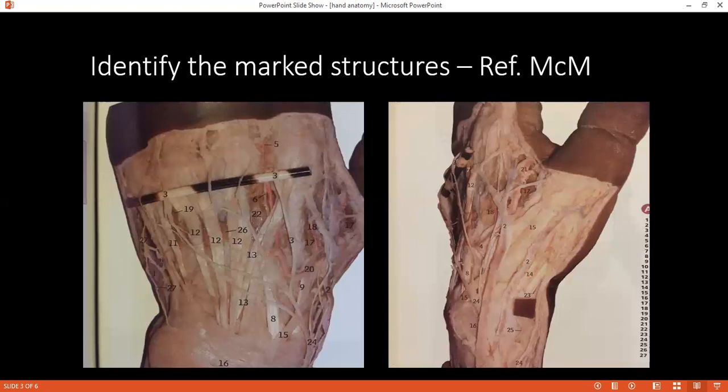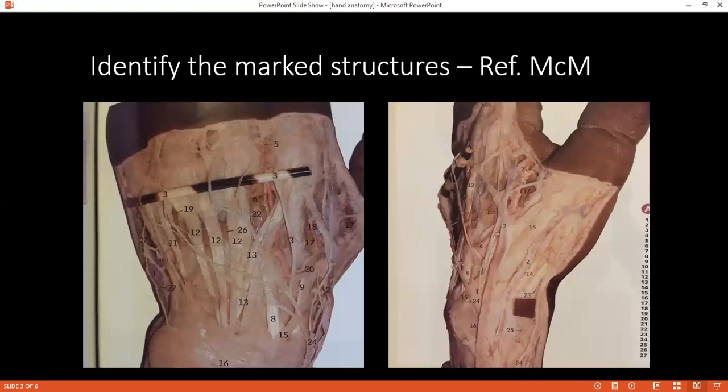Can you tell me the insertion of extensor pollicis longus muscle? The insertion of this muscle is at the base of the terminal phalanx of the thumb. And kindly tell me the insertion of extensor pollicis brevis, because we're dealing with the external surface. It is at the proximal phalanx of the thumb.